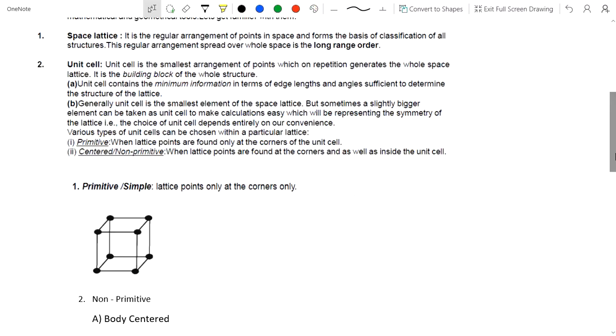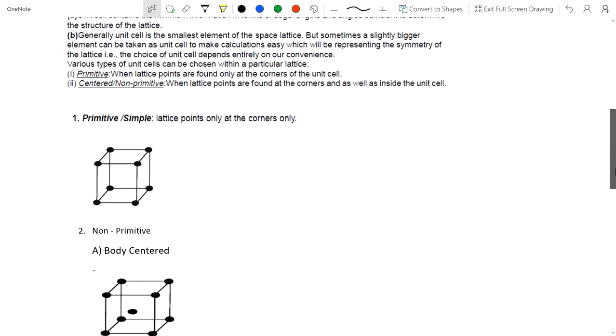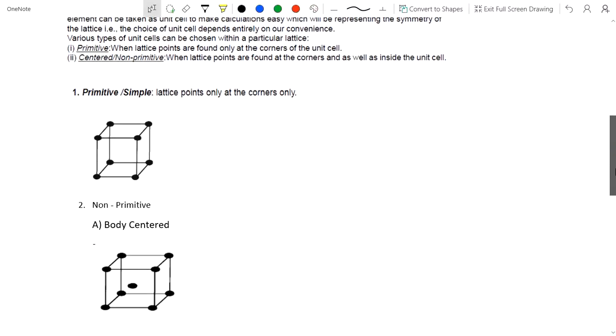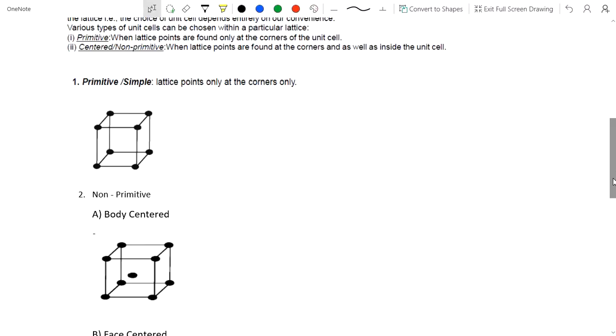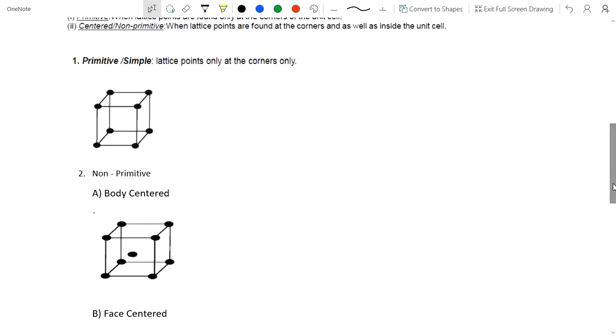Unit cells are further classified into two parts, primitive and non-primitive. When we say primitive, it means that the points are only located at the corners of the unit cell, and non-primitive means when points are located at other places apart from the corner points also. So let's look at them one by one.